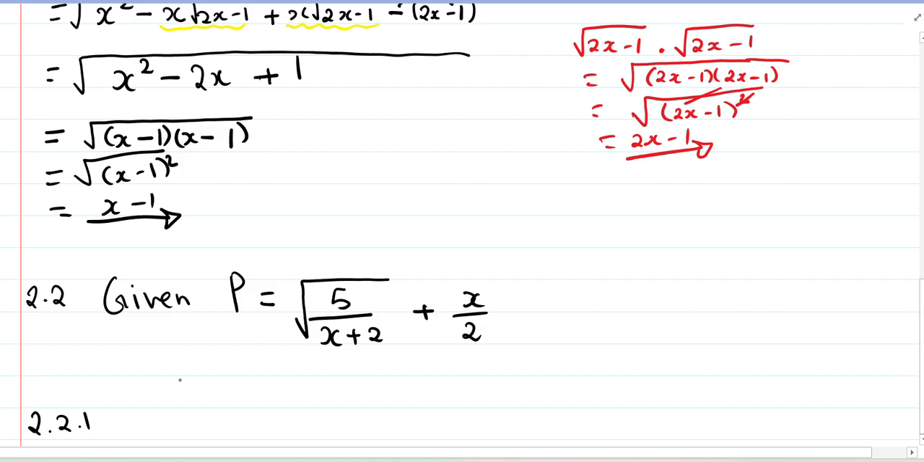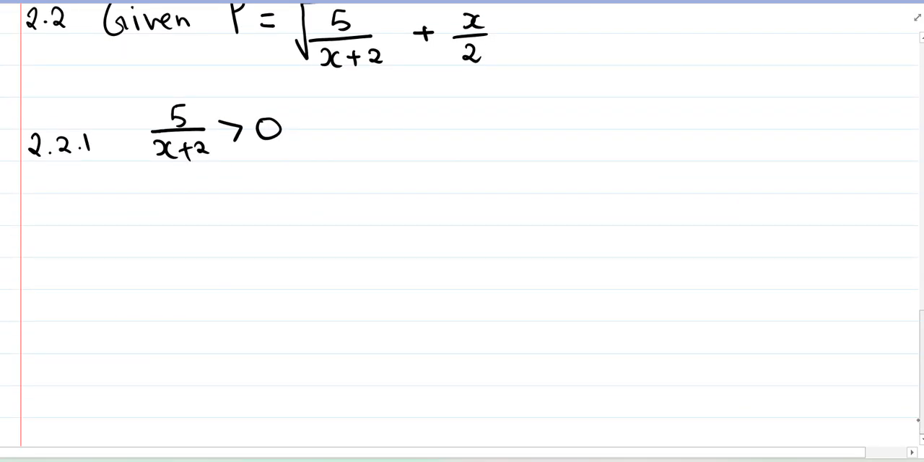What is under the square root here is 5 over x plus 2. So for p to be real, 5 over x plus 2 must be positive. But we know that 5 is always positive. So our focus should be on what? On x plus 2. x plus 2 should be greater than 0, meaning that the value of x should be greater than negative 2. So we are going to have p being real when x is greater than negative 2.